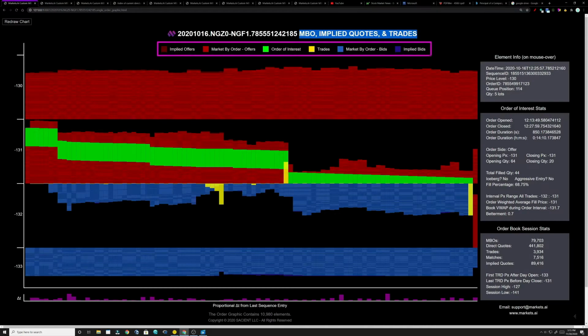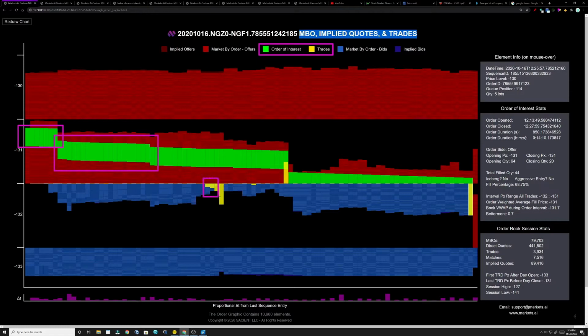This particular order book has very low quantities of implieds. So you can see them here. They're right there, that brick red on the offer and this indigo down on the bid. These are sort of the core pieces here that need a little bit of explaining. So the lime green is our order of interest traversing the queues within the price levels. And our trades are these yellow bars.